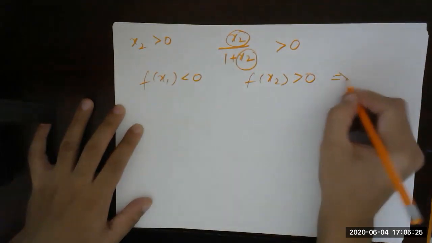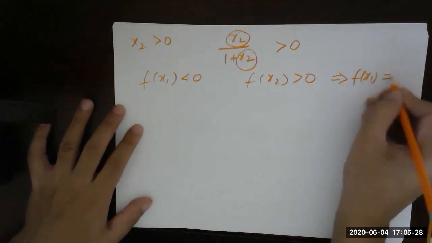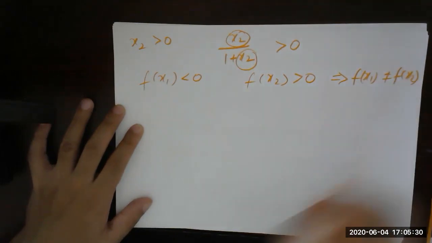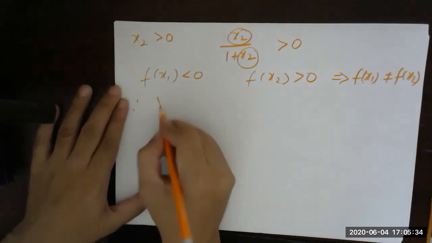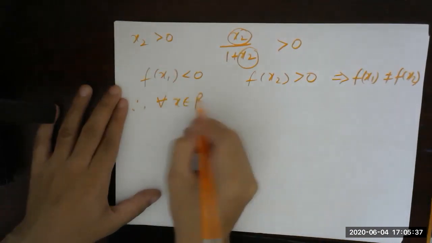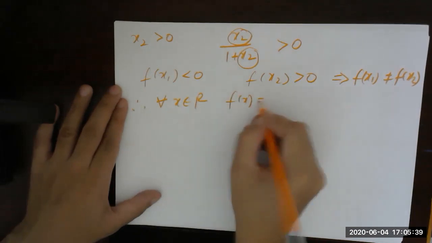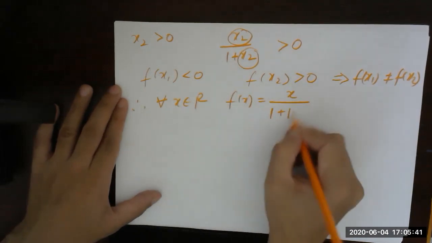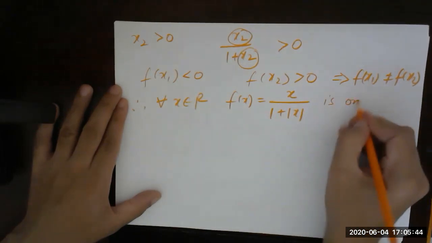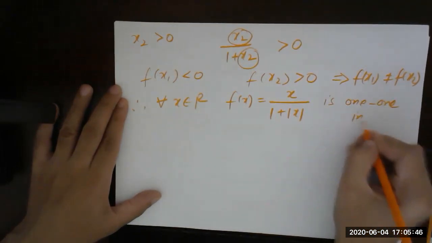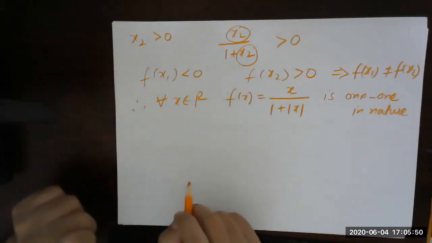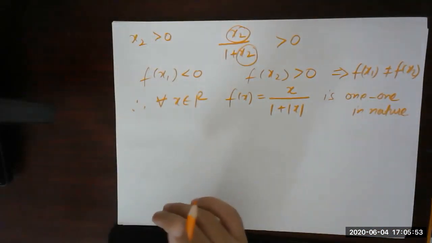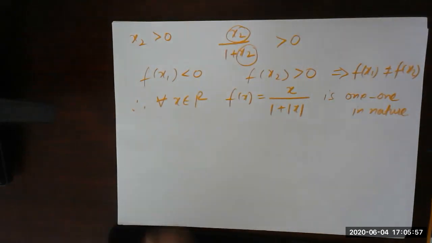So we can say safely that f of x1 is not equal to f of x2 for all values of x1 and x2 of opposite sign, right? So hence, for all values of x belonging to real, f of x equals x upon 1 plus mod x is 1-1 in nature. This is the first step, the first part, where we have defined it as 1-1. Now we will define it as onto.